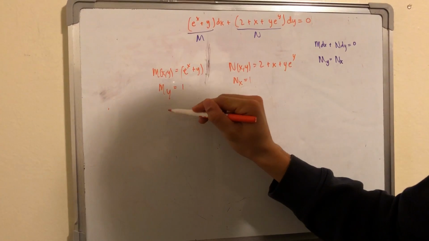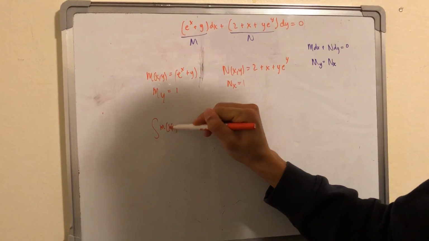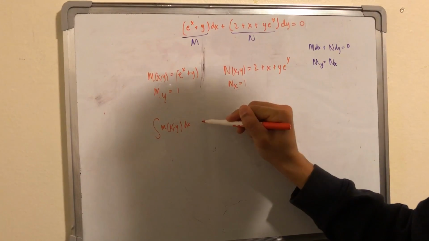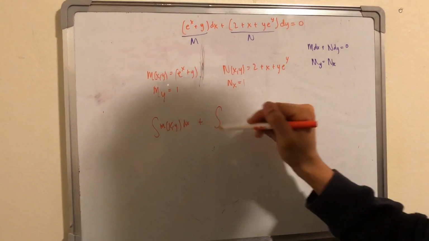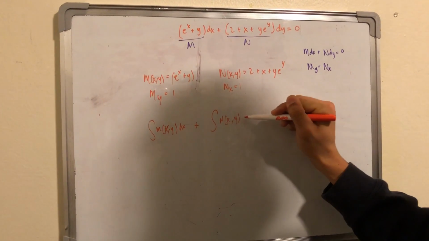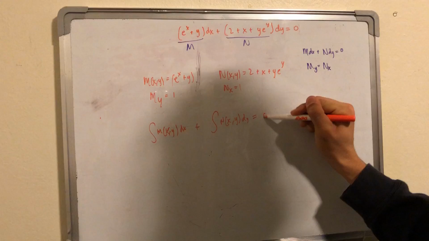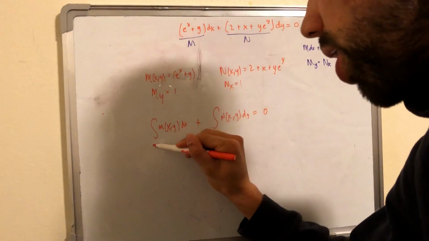To do that, it's pretty simple. All we have to do is take the integral of M(x, y) dx, and essentially there are many different ways to go about this, but my particular way is just to add them up together at the end. So N(x, y) with respect to dy, set that equal to 0. So we can go about doing this.